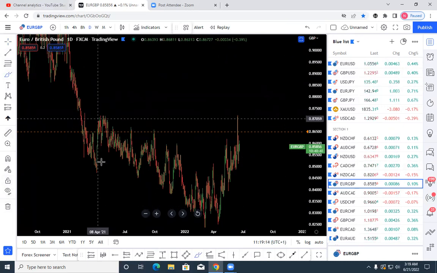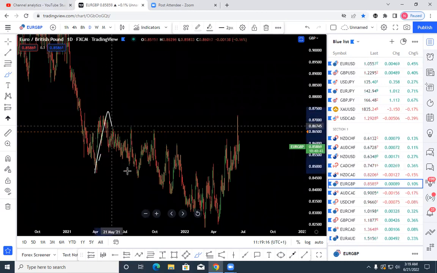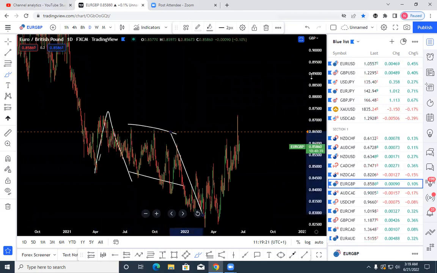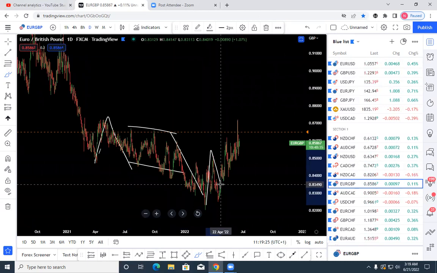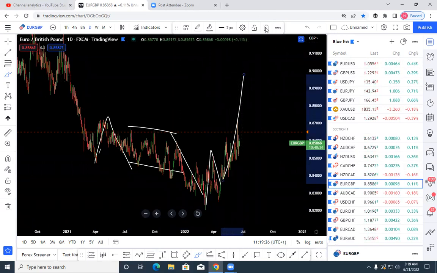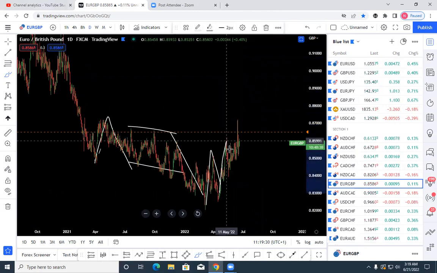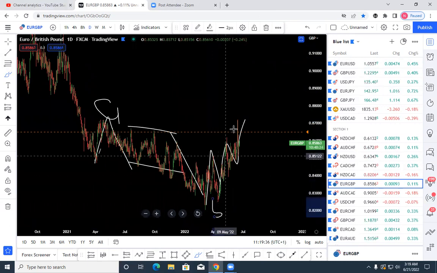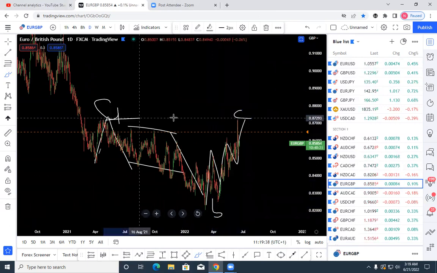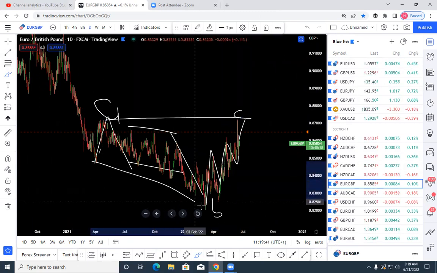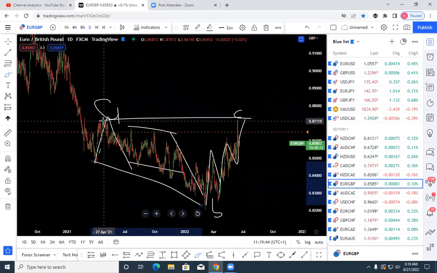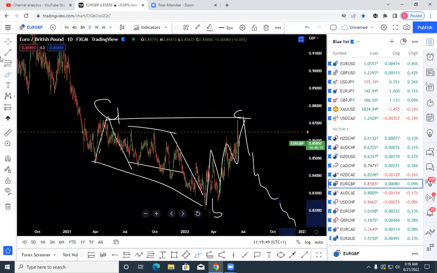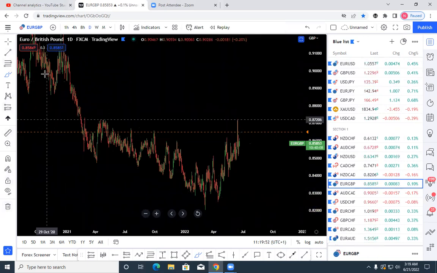Okay, a running flat in the sense that if you have A here, you have one three-wave structure here, and then after this three-wave structure, guys, you also have 1, 2, 3, 4, and 5. So this is A, B, and C. So even if we end at this present level, it's still an expanding flat because this level has broken this level. Okay, so at this point now, we want a move to the downside for Euro GBP.